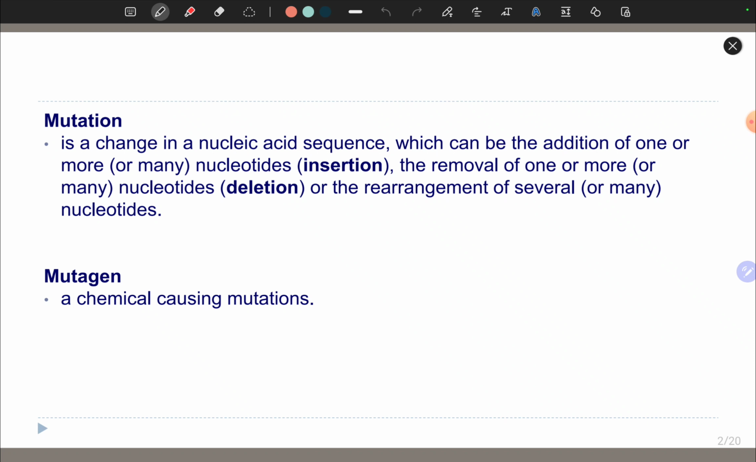So in their definition, they say mutagen is a chemical that causes mutation. I would say a mutagen can be a chemical or a physical agent, or even a biological agent, like viruses. Some viruses can cause mutation in human DNA.